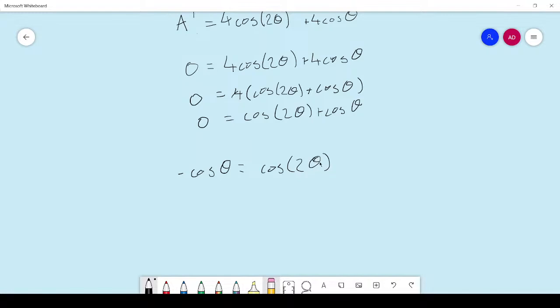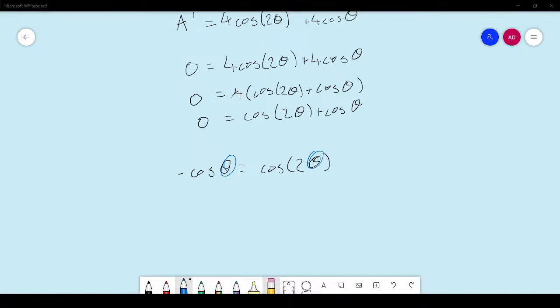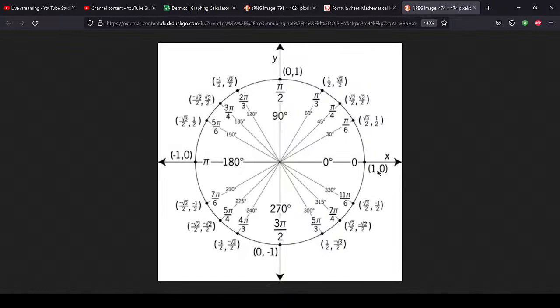Right, so at this point, how are we going to get exact values for theta? We need a value for theta that satisfies this equation. So we need a value for theta where negative cos theta would be equal to cos 2 theta. So let's refer to the old faithful unit circle. I'll just pull one up online and have a look at the values. Bear with me. Okay, so this is our unit circle. We need a value for theta. So, 0, pi on 6, pi on 4, pi on 3, and so on.